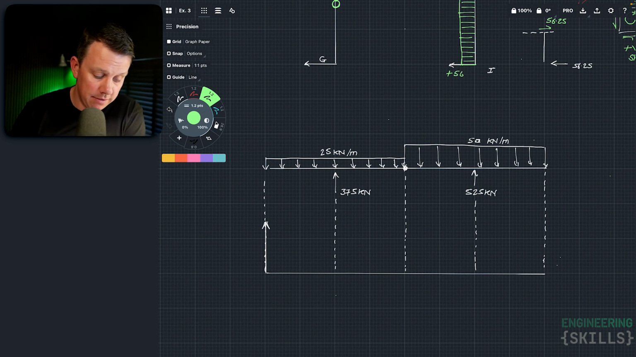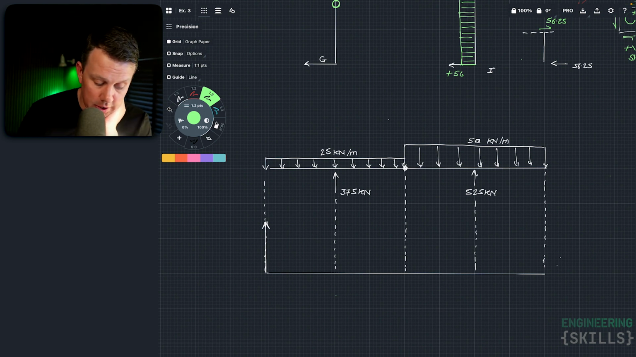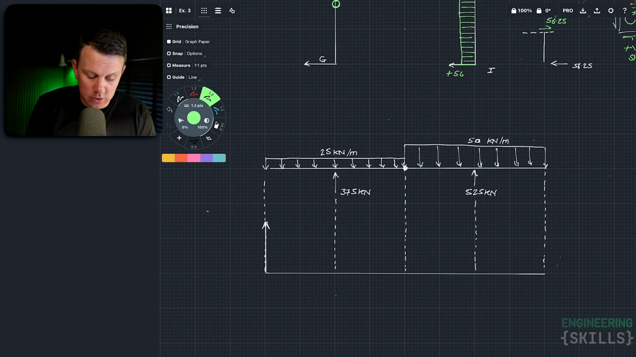So we start off at the very left hand side, and the first thing we have is a uniformly distributed load, and we know that's going to bring our shear force diagram down at a rate of 25 kilonewtons for every meter that we move across. So if we have 6 meters at 25 kilonewtons per meter, by the time we get down to this point here, we'll be at minus 150.